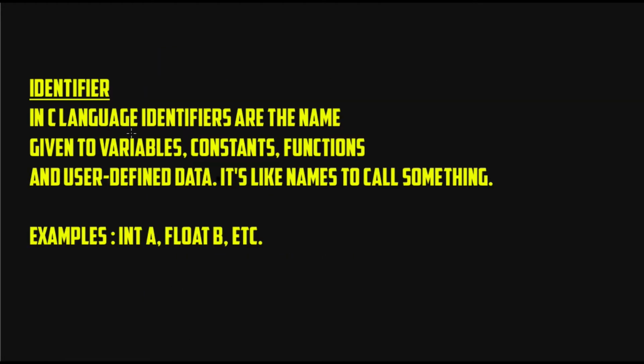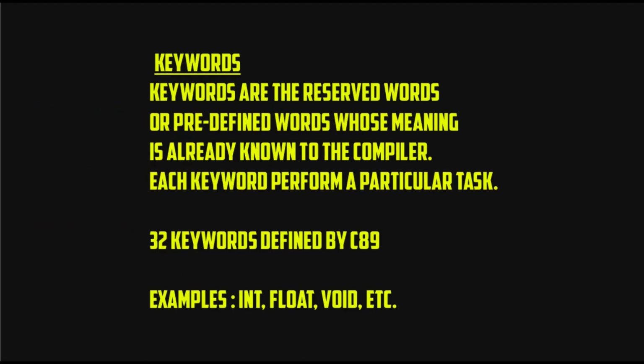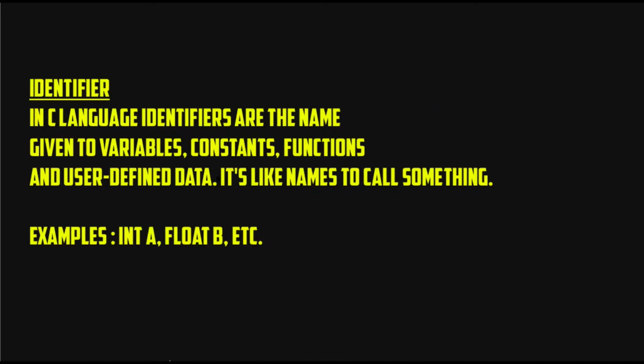The next one is identifier. In C language, identifiers are the names given to the variables, constants, functions, and user defined data. It's like a name to call something. For example, we know that here we have the keyword integer, but we give a name for this keyword, that's the identifier. We give A, B, something like that. Now let's look at the next one.